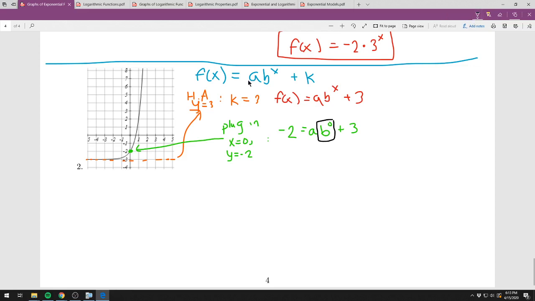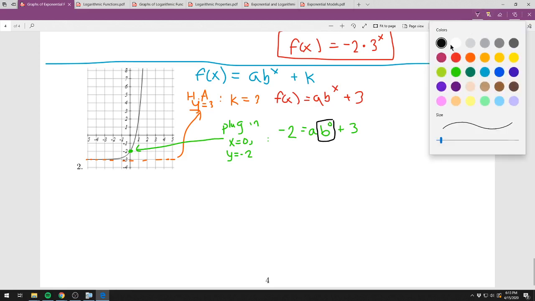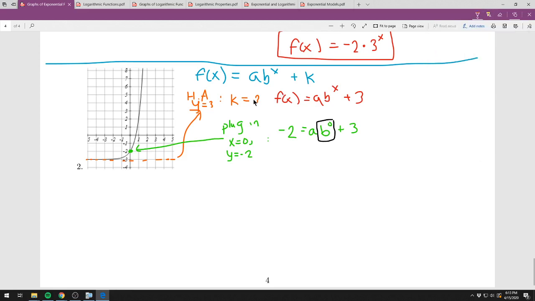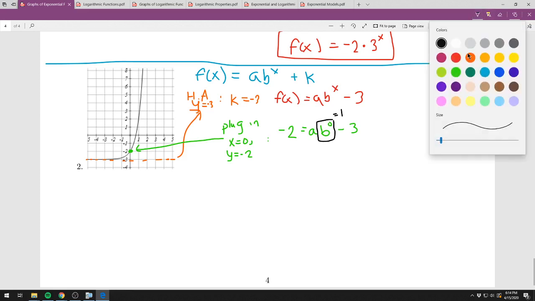Now, of course, I guess it's getting too late in the day. I keep missing negative signs, and some of you watching this probably realize this. K is -3 because we're at y equals -3. So let me go ahead and fix that in the formula. K is -3. We have a times b to the x minus 3. Now I'm where I need to be. b to the 0 equals 1.